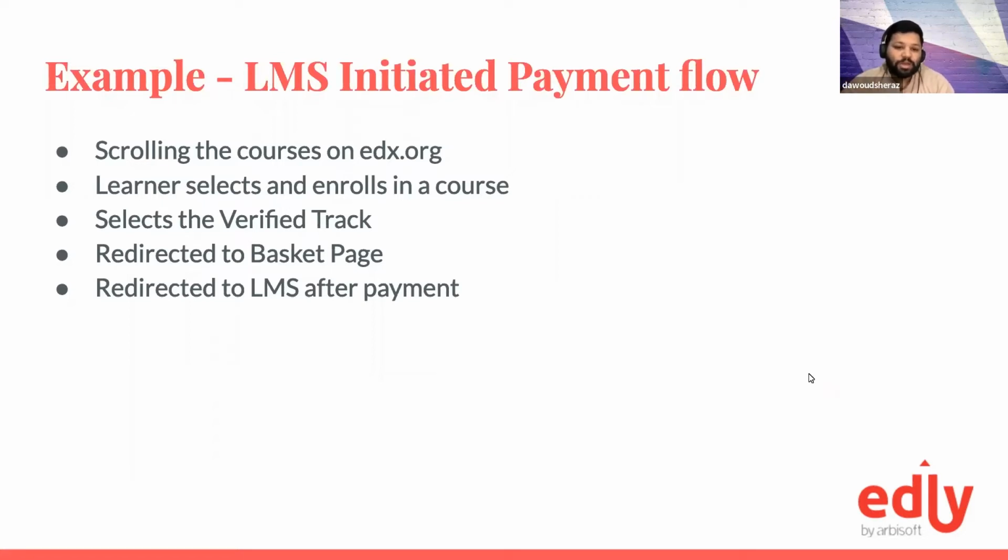The learners started from edX.org, where they were exploring the different types of courses that edX is offering. When they decided to enroll in a course, they were redirected from edX.org to courses.edX.org, where all the enrollment process takes place. Once they have selected the track they want to enroll in, they are redirected to our e-commerce system, or the payment system, where they add the payment details, and once their payment is verified, they are redirected back to LMS. So you can see the complexity: even for this simple flow, there are 3 different systems involved.